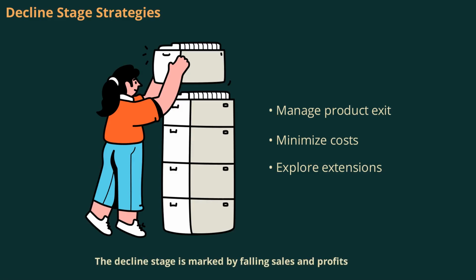The decline stage is marked by falling sales and profits, often due to technological advances or changing consumer preferences. Companies may choose to maintain the product for loyal customers, phase it out, or use it as a platform for launching new products. Pricing and promotional efforts are minimized, and unprofitable outlets are closed. The key is to manage the decline efficiently while exploring opportunities for product extension or replacement.